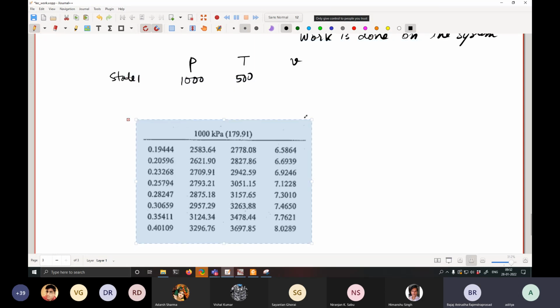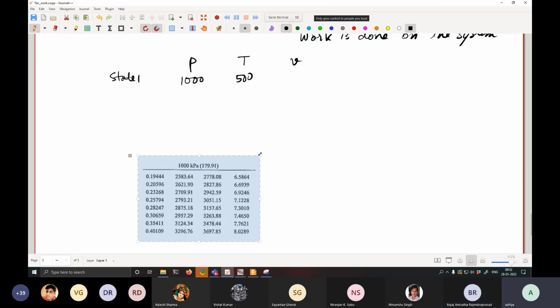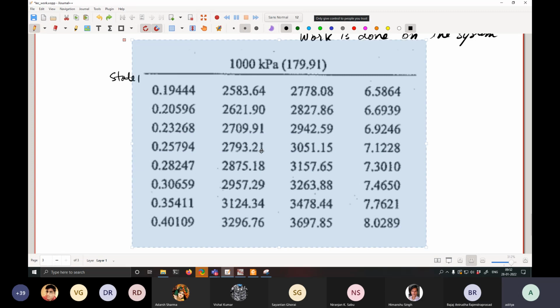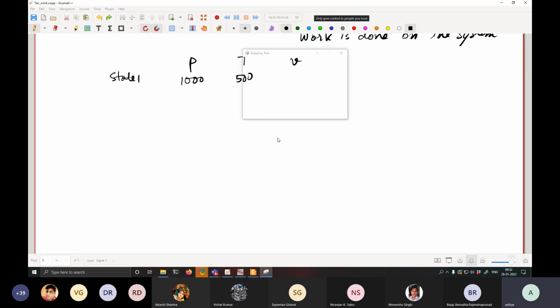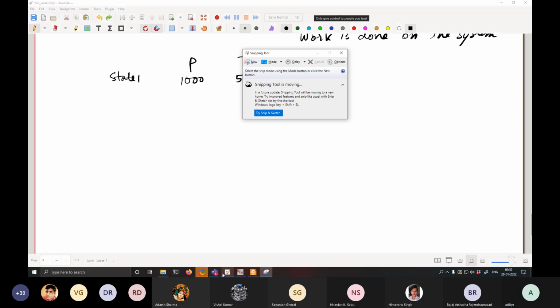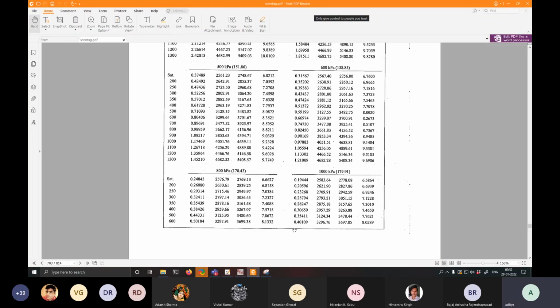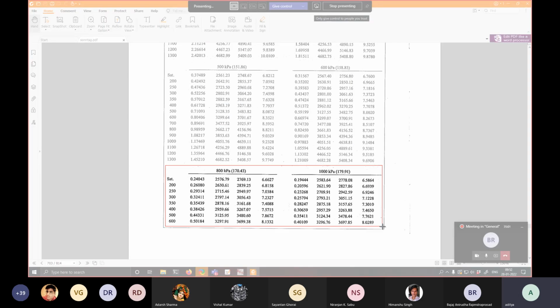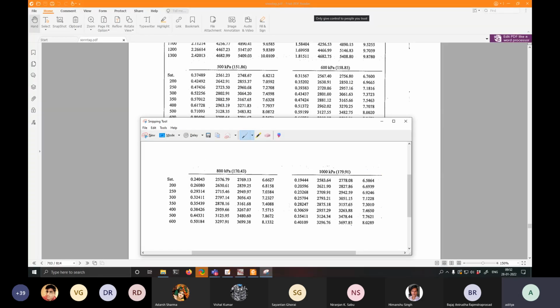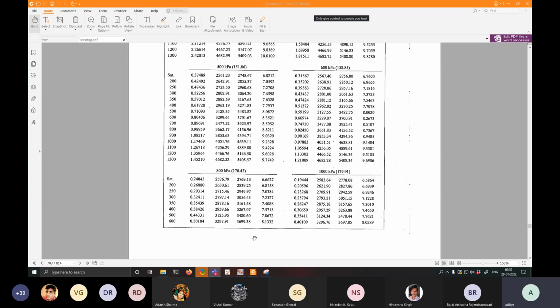So the temperature didn't come. Oh, sorry. My bad. So we need to drag it all the way from here. Now the temperature is there.